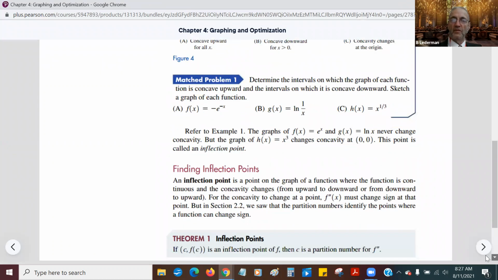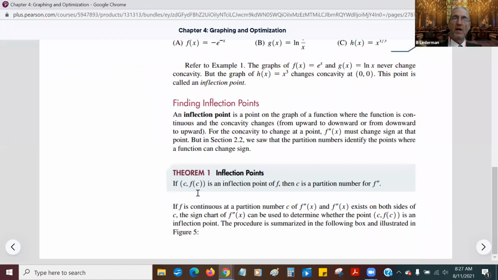So let's look at the inflection point. C comma f of C, that's the point. I was talking about the x value, but f of C is the y value. If C is an inflection point, then C is a partition number for f double prime. An inflection point is a point on the graph of a function where the function is continuous and the concavity changes either from upward to downward or from downward to upward. And for the concavity to change at a point, f double prime has to change sign, because when it's upward, it's positive, and when it's downward, it's negative. So f double prime obviously changes sign at that point.